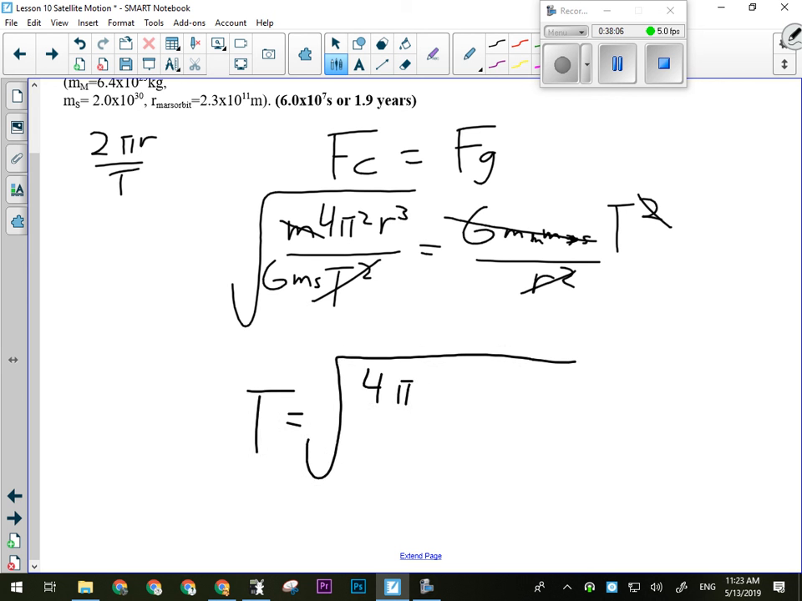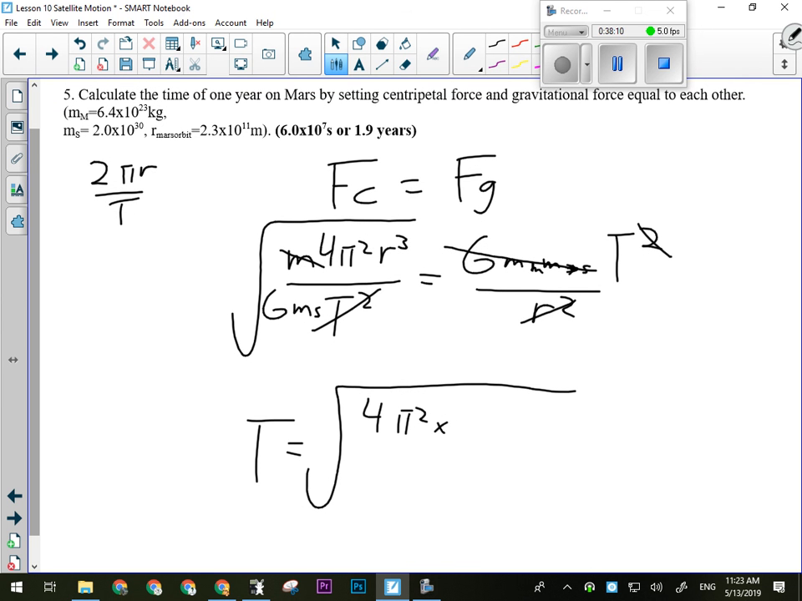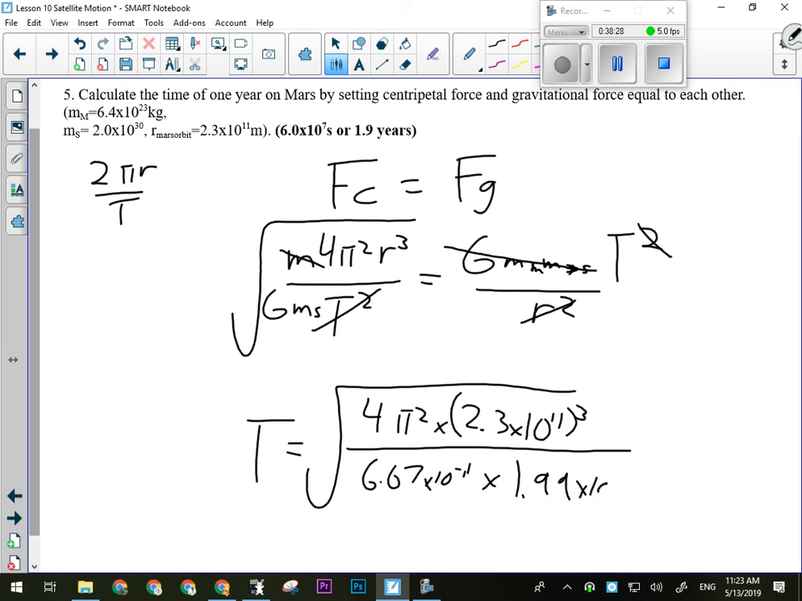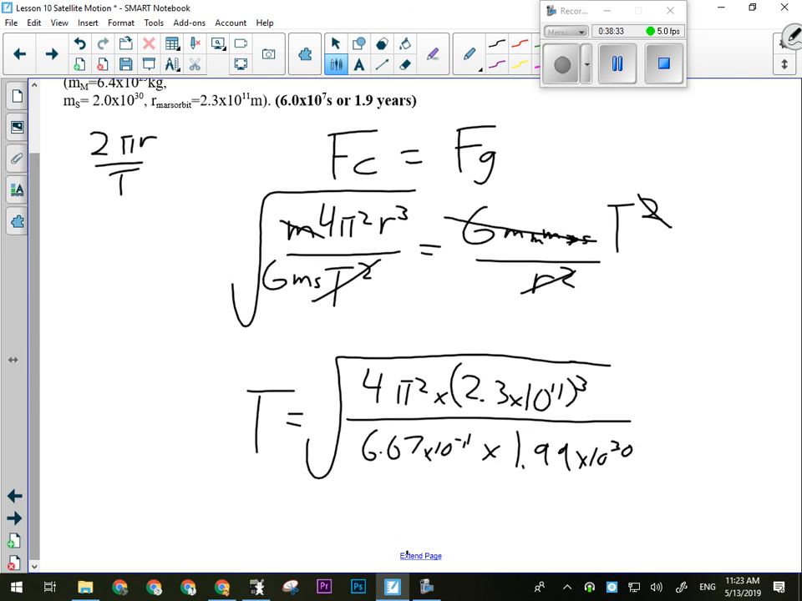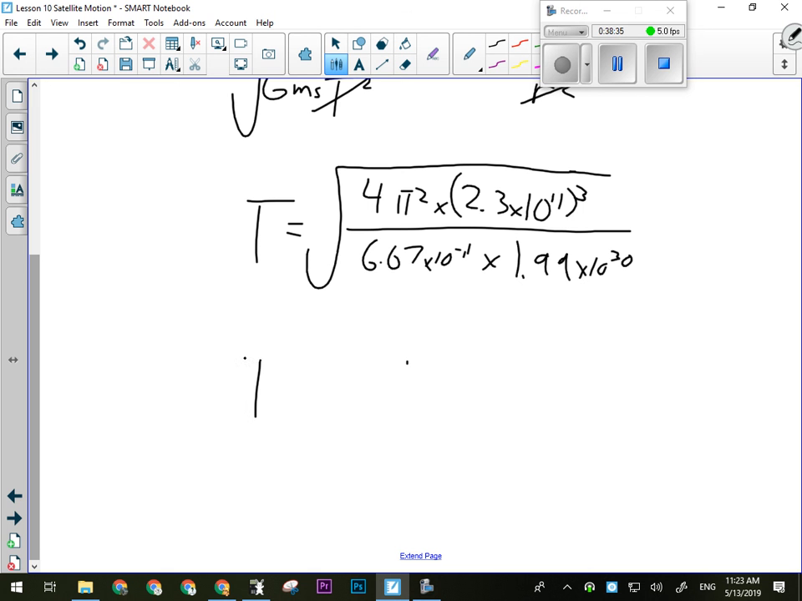So what I'll have is 4 times pi squared times the radius of Mars' orbit, which they told me was 2.3 times 10 to the 11, and that has to be cubed, divided by 6.67 times 10 to the minus 11 times 1.99 times 10 to the 30, the mass of the sun. That should give me the period of Mars's orbit, but it'll give it to me in seconds.